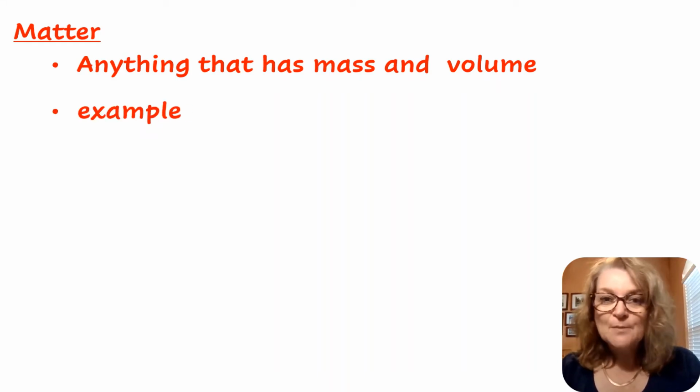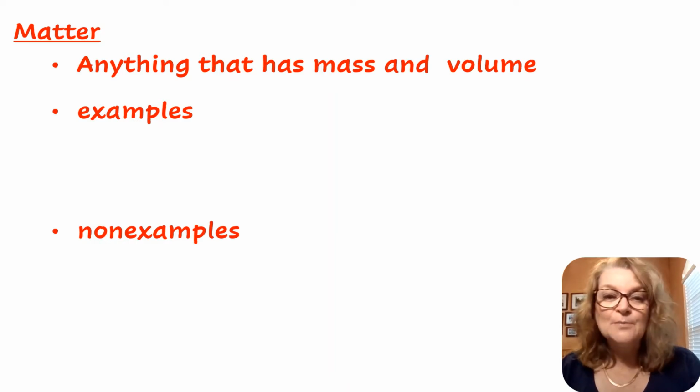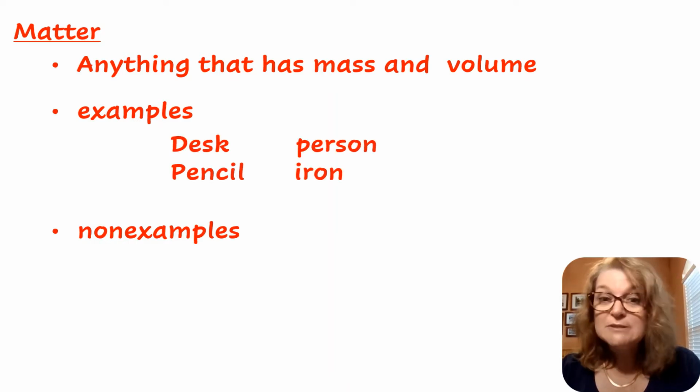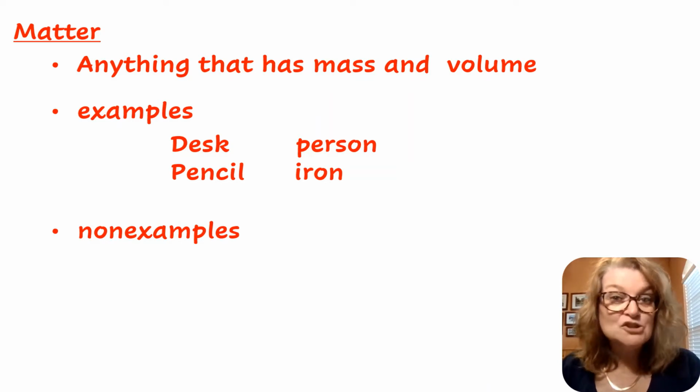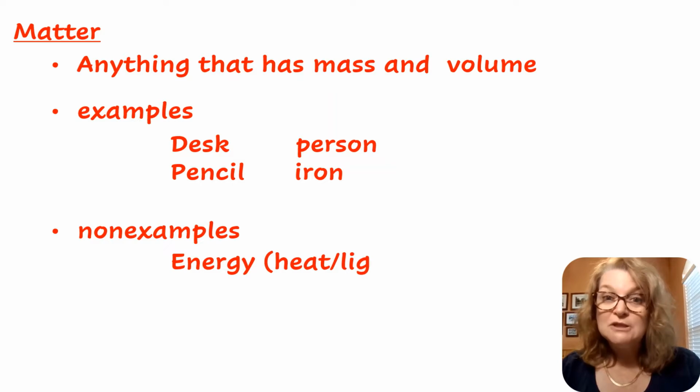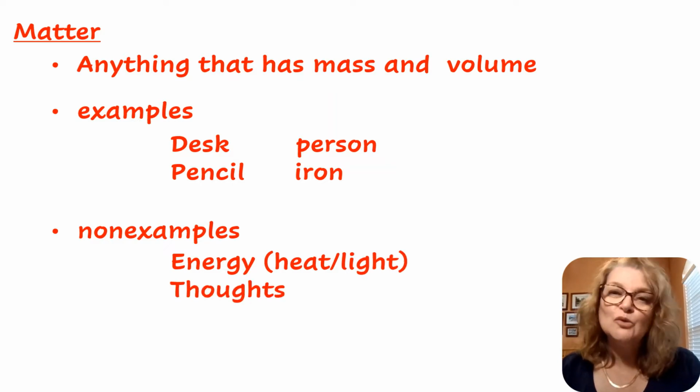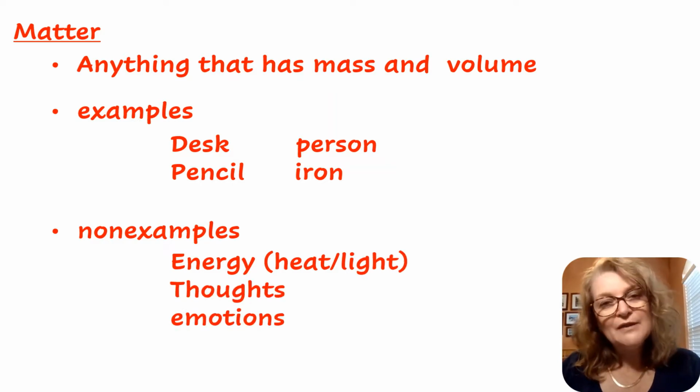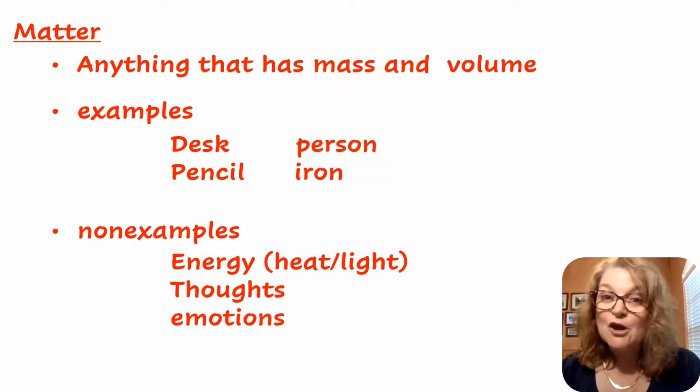So let's write down some examples and some non-examples. And look around the room that you're in. There are many things that have mass and take up space. Some examples could be a desk or a person or a pencil that you're writing with, or iron, an element. Some non-examples would be things that don't have mass and don't take up space, like energy, your thoughts, your emotions.